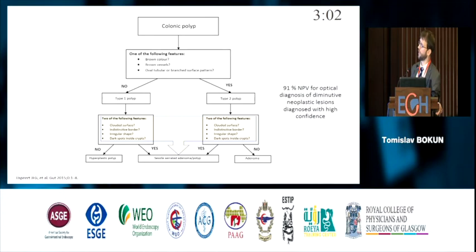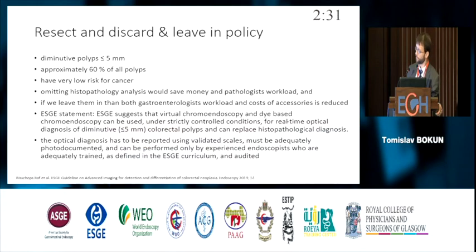This classification was very good, and they could achieve a 91% negative predictive value for optical diagnosis of diminutive neoplastic lesions if the endoscopist made the diagnosis with high confidence. These are actually very good results, and based on this we could leave some hyperplastic polyps, for example in the rectosigmoid, not resect them, and maybe resect some other lesions and not send them to the pathologist.